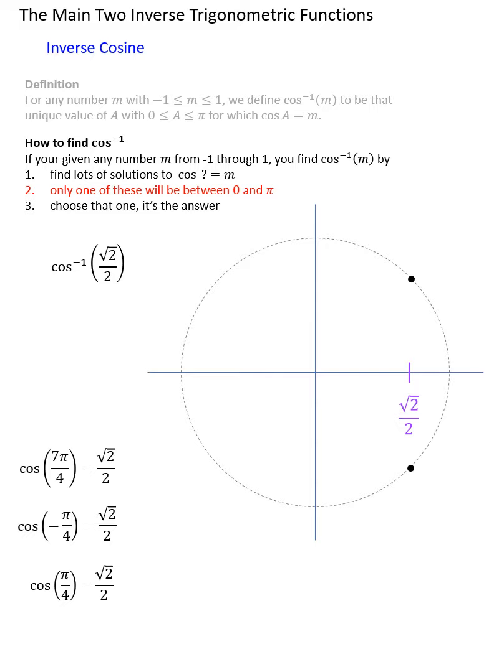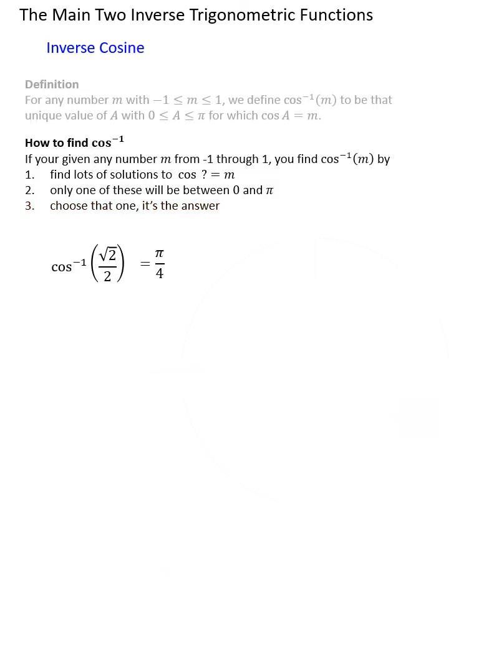Only one of these will be between 0 and 2 pi. Look at the lower left corner of the screen, and you'll realize that only one of these, meaning pi over 4, is between the numbers of 0 and pi. And once you've found that unique one, then that's the answer to this question. And since we've found a value of an arc length whose cosine is radical 2 over 2, then that arc length, in this case pi over 4, is the solution to the inverse cosine of radical 2 over 2.